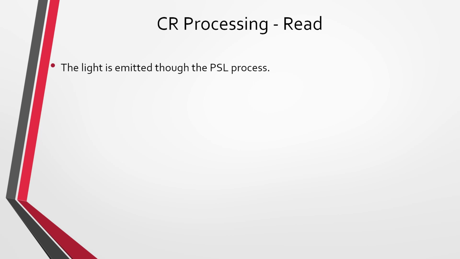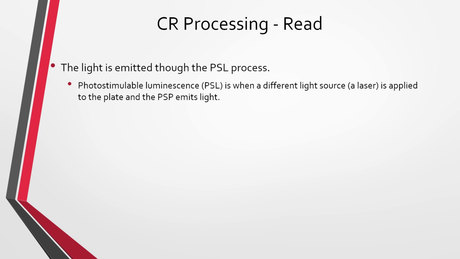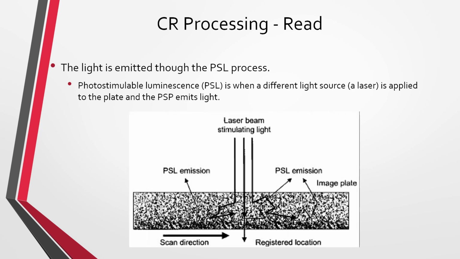The light that is emitted from the plate is emitted through a process called the PSL process, which is photostimulable luminescence. It is when a different light source, like a laser, is applied to the plate, and the PSP emits light. And this is the act of it right here. This is a picture of it.